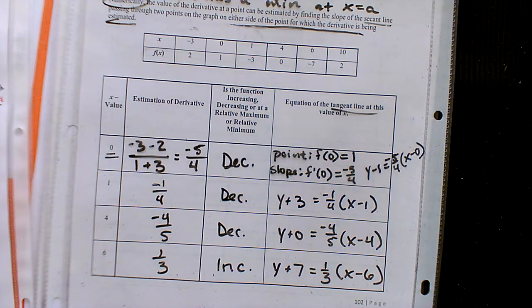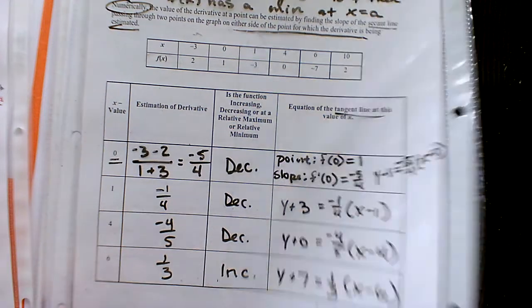How did we do? Pretty good? Gotta go over any of those three? All right, this train's moving.